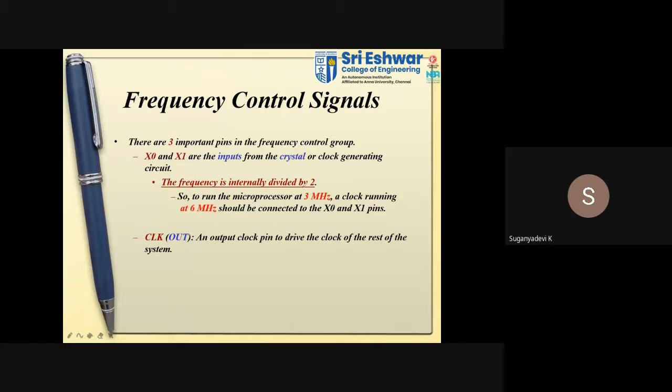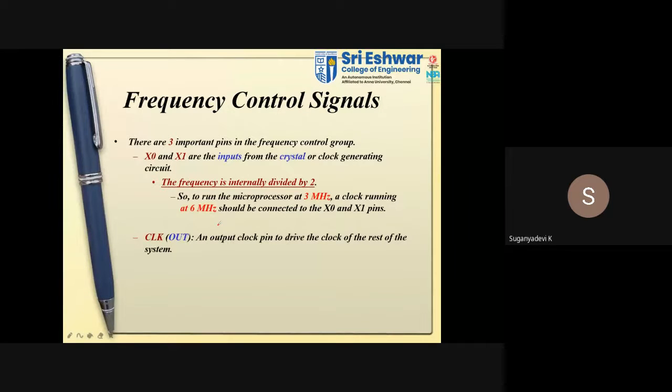I get 3 megahertz by dividing by 2 internally, the division operation done by your processor. And the clock out signal is the pin which is used to drive the clock of the rest of the system. The rest of the system will be run using this clock out. So 3 important pins: X0, X1 and clock out. Clock out is used to execute the rest of the functions, right?